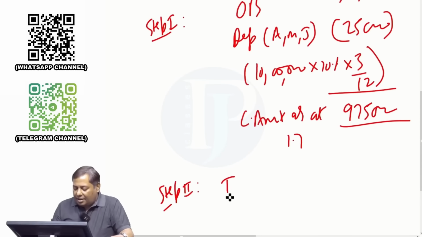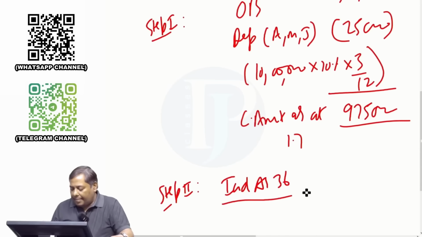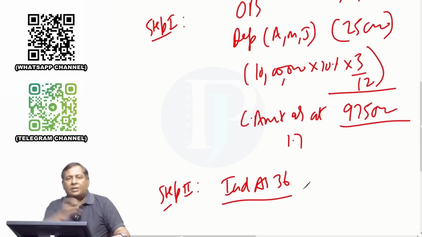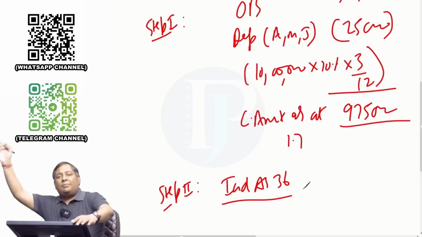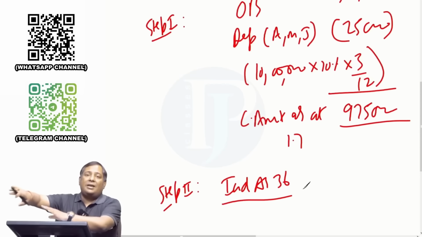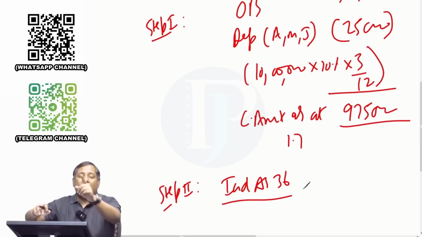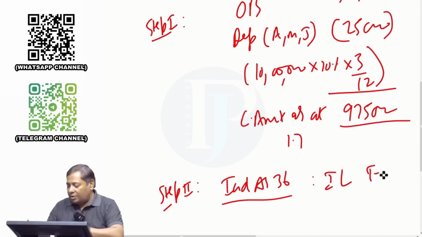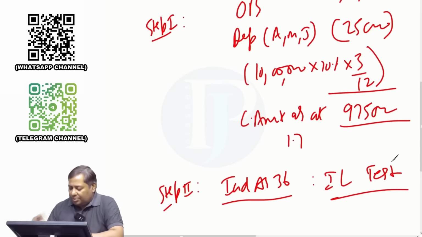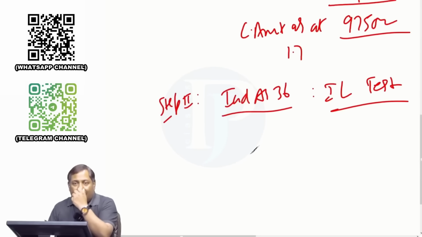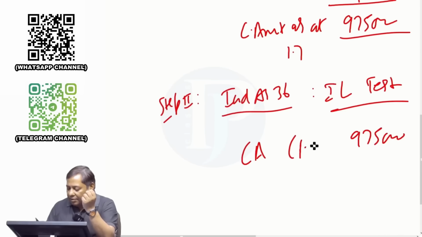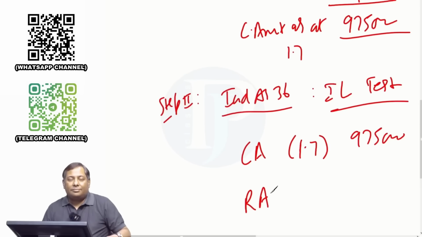The second step says put it in AS-36. Then you ask, sir, 105? 105 later. We will have to prepare it to go to 105, so in the second step, we will apply AS-36 and check its impairment loss. 105's work is for later. Now tell me what 36 says. 36 says that the carrying amount 9.75 lakhs, we will compare this with the recoverable amount.